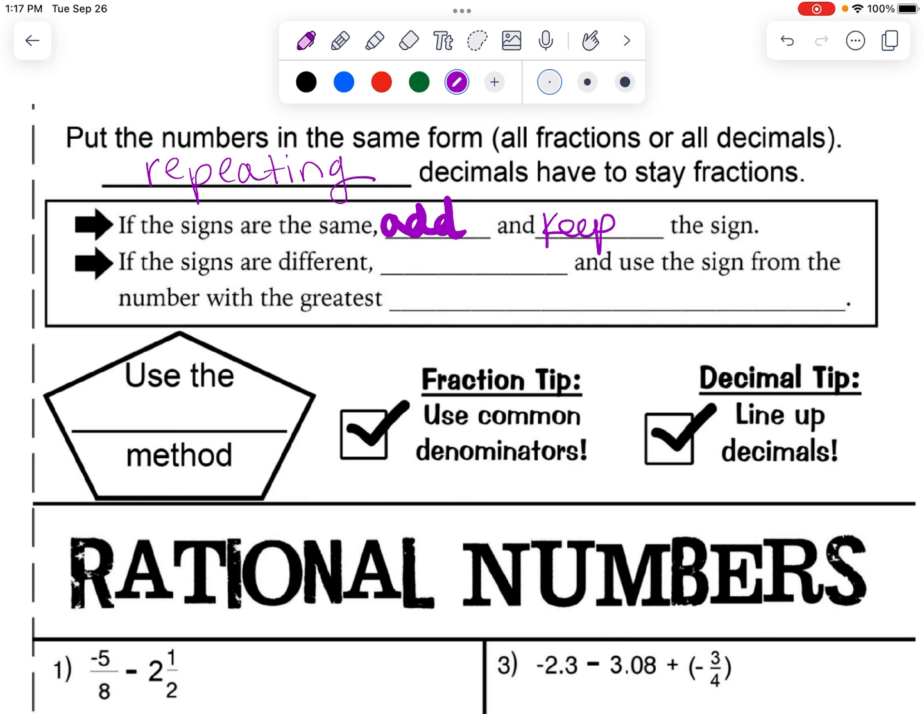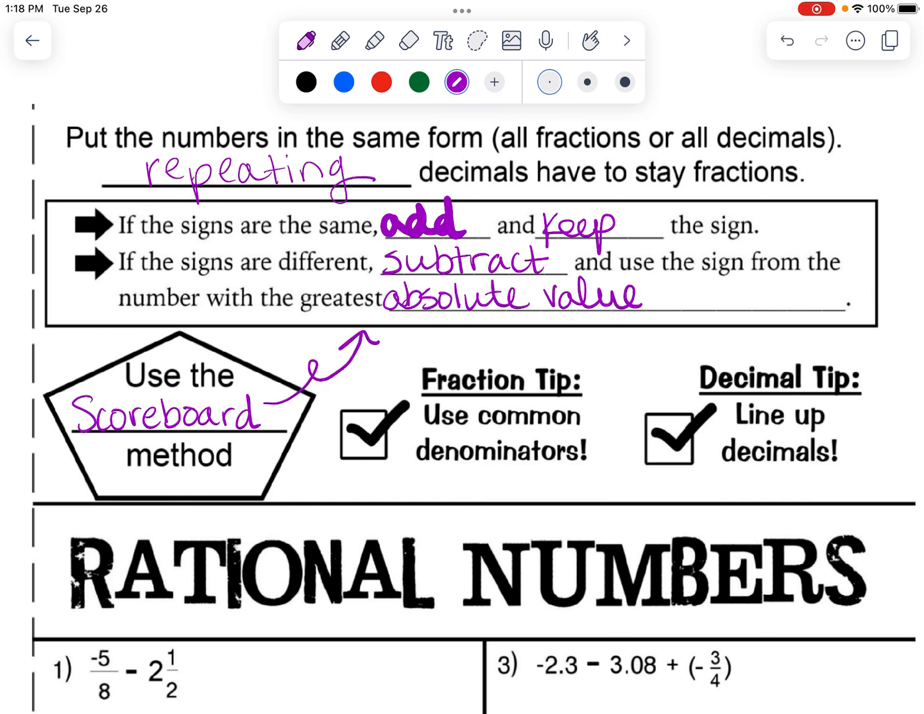And then if the signs are different, you're going to subtract them and you're going to keep the sign from the one that has the greatest absolute value. But we know that that means basically what you have more of. If you have more negatives, your answer is negative. If you have more positives, the answer is positive. All right, so we are going to be using the scoreboard method, which is essentially what we just wrote up here. This is the scoreboard method.